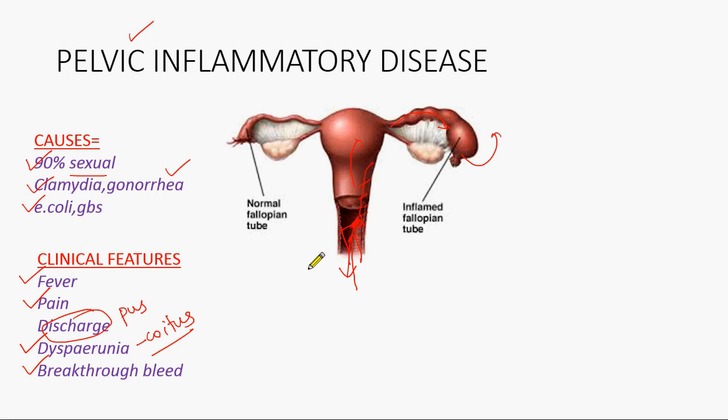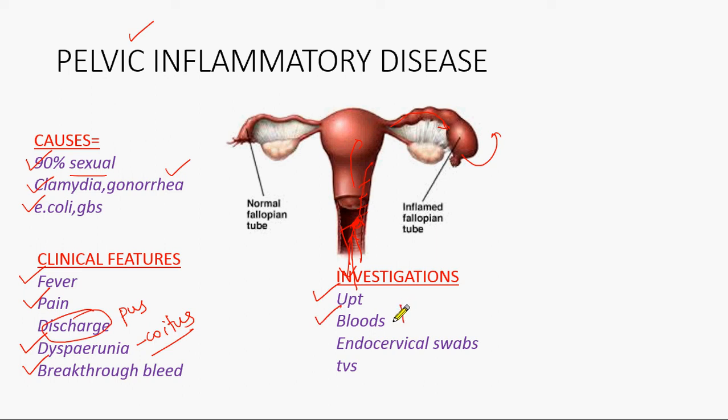What investigations? We do a UPT to confirm the pregnancy or not. Then we take bloods because we are looking for an elevated TLC count. We are looking for an elevated ESR, which are signs of infection. We take some endocervical swabs from the cervix looking for organisms, chlamydia and gonorrhea. And finally, we do a transvaginal ultrasound scan because we want to see if there is an abscess, a tubo-ovarian abscess, because our management will differ based on the presence of abscess.